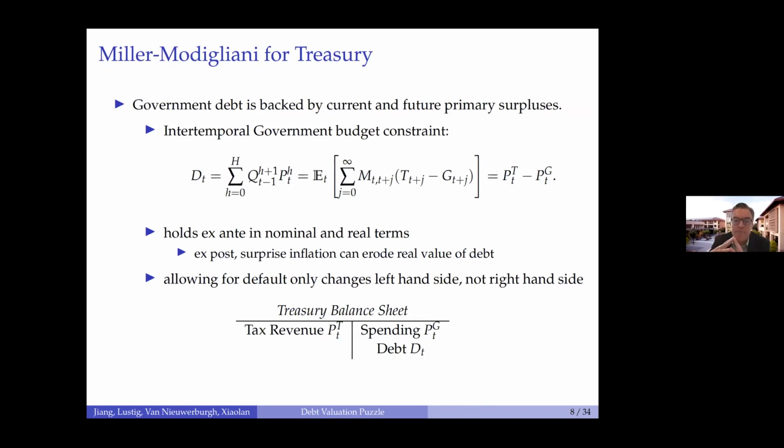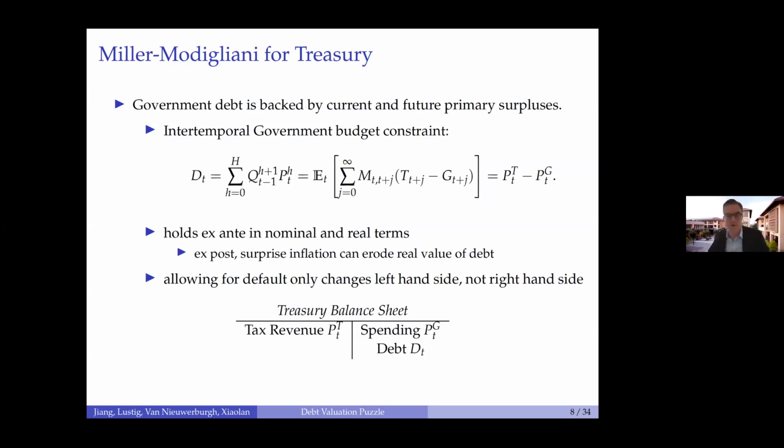of this. You can allow for default, by the way. That's not going to change the right-hand side of this equation, as we show in the paper. You can think about default as nodes where the present discounted value of surpluses is actually zero going forward. And so in some sense, that's not going to change the right-hand side of this equation.